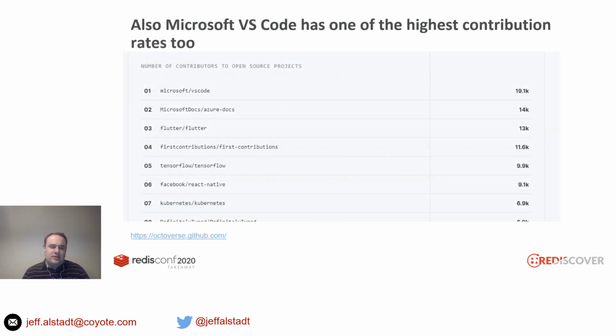And you might not think Microsoft is very open source anymore, but they are. You can see that Microsoft Visual Studio Code has one of the highest contribution rates too. In the Octoverse released by GitHub, you can see that the top two leading open source projects, VS Code and Azure Docs, are run by Microsoft, and it is good to hear that Microsoft is committed to open source technologies.